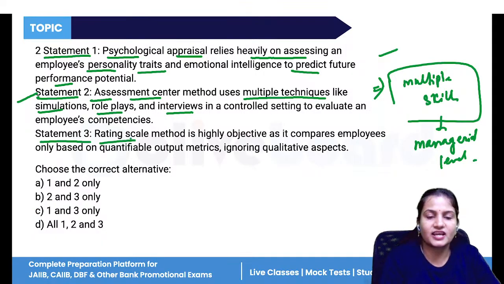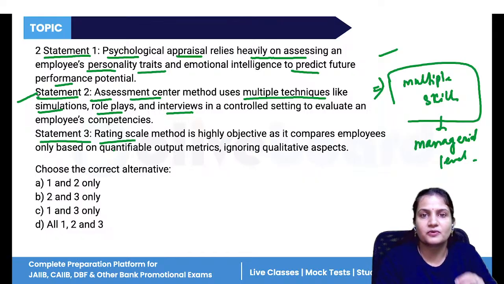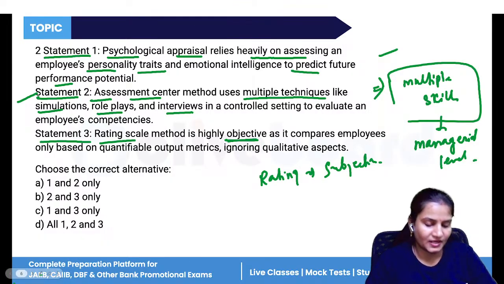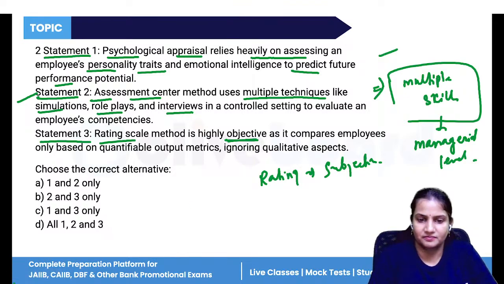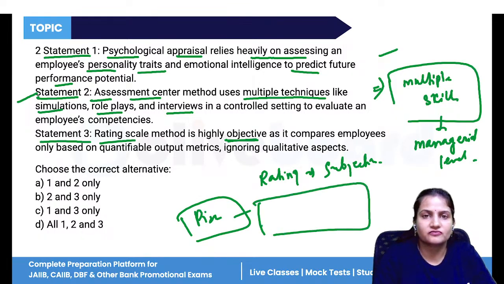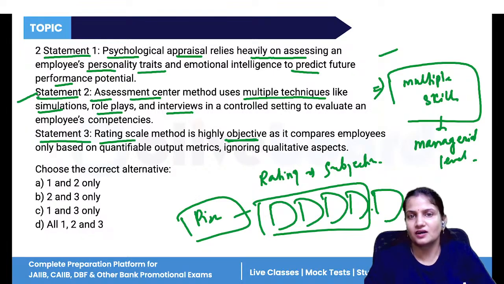Now, rating skill method. So what is rating skill method? In rating skill method, we provide the rating. So this is highly objective. So tell me, is rating highly objective or is it subjective? If you order anything from the market, like if you order pizza, after having this pizza you are supposed to give the rating to that delivery boy, or to Zomato, or to the company, how was the pizza, how the taste was.